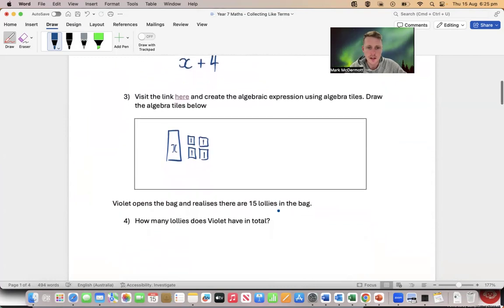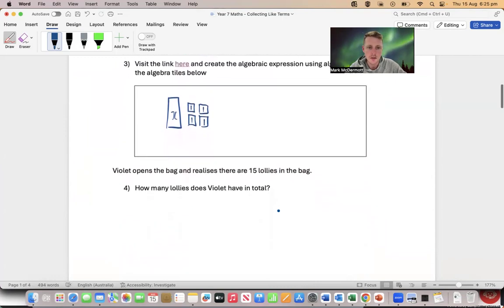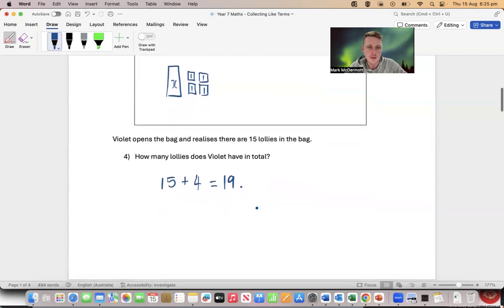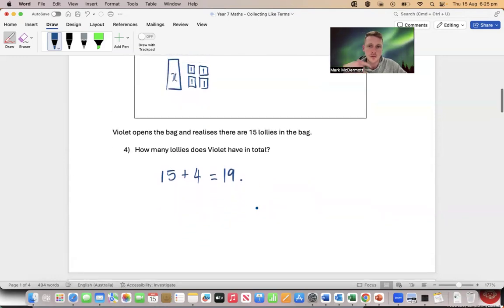All right, Violet opens the bag and realizes there's 15 lollies in the bag. How many lollies does Violet have in total? Well, we now know that x is 15, so it's going to be 15 plus 4, which is just 19. So she's got 19 lollies in total. x went from being unknown, and then we said, all right, now x is 15. So we made a substitution into here.